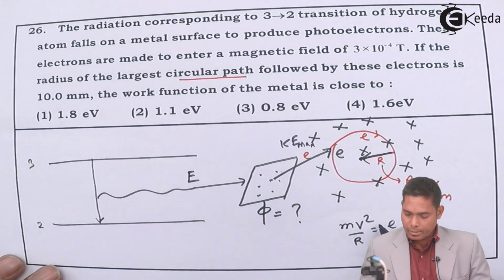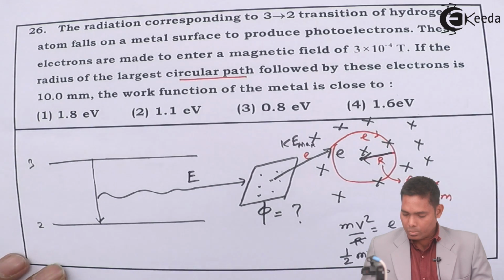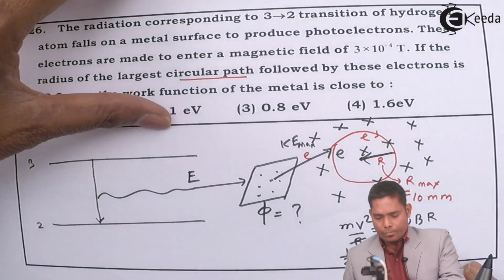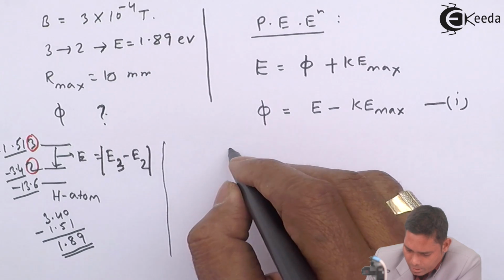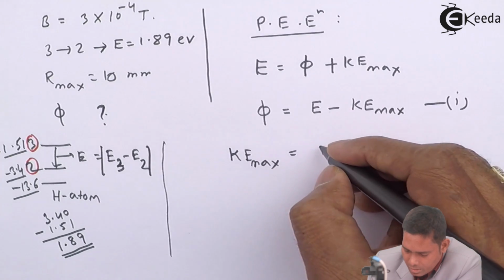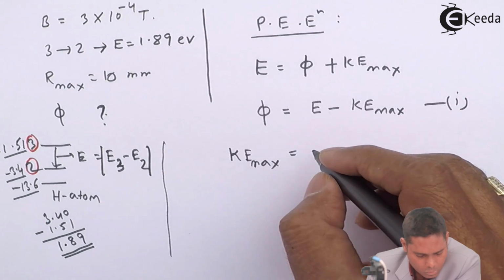So from here, I want kinetic energy, so r goes to this side, no problem. Then mv square is this, so half mv square equals to QVBR by 2. So this is kinetic energy. So what I have here is that kinetic energy maximum is QVBR by 2.